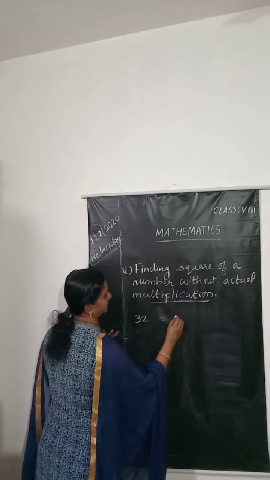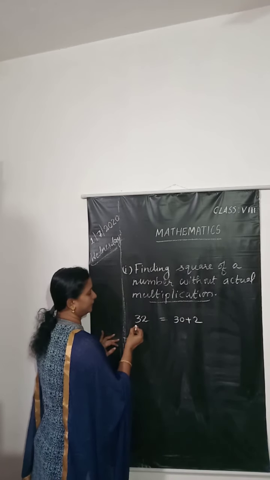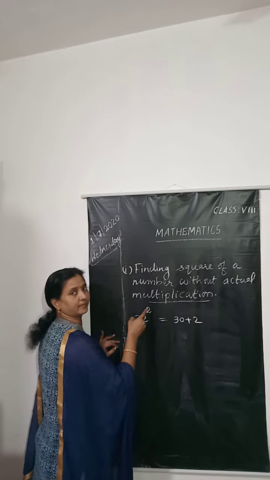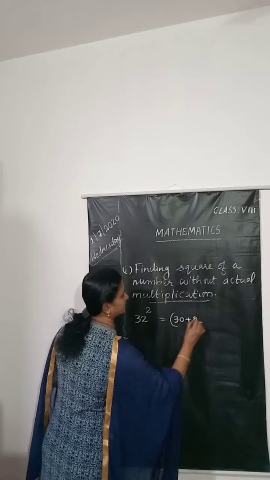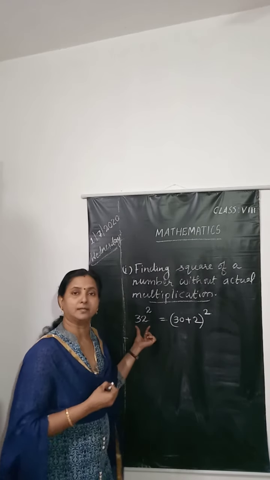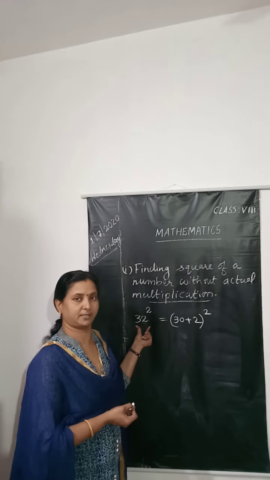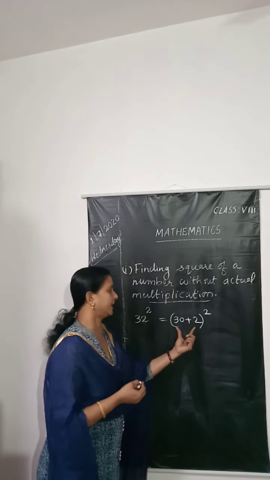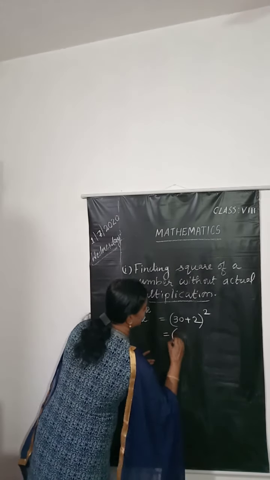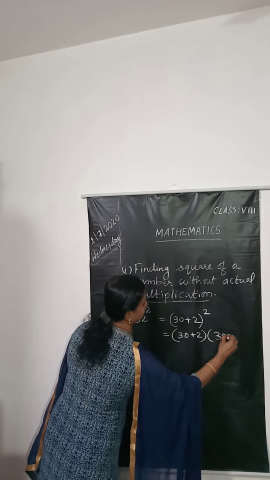32 can be written as 30 plus 2. Now if I want to find the square of 32, this 32 square we write like this. So here also it is 30 plus 2 whole square. You know 32 square can be written as 32 into 32. In the same way we can write 30 plus 2 whole square. We can write it as 30 plus 2 into 30 plus 2.